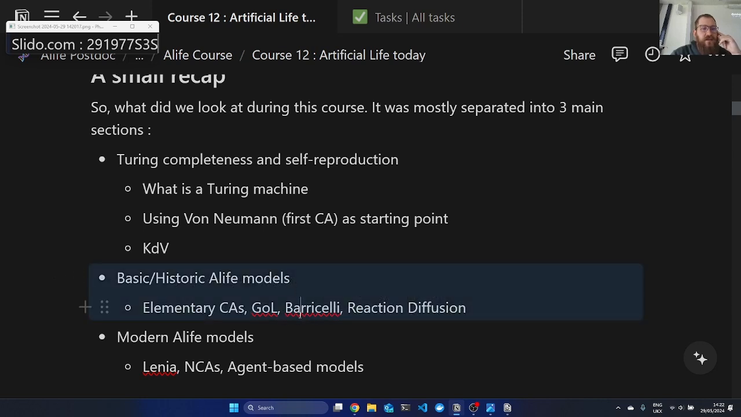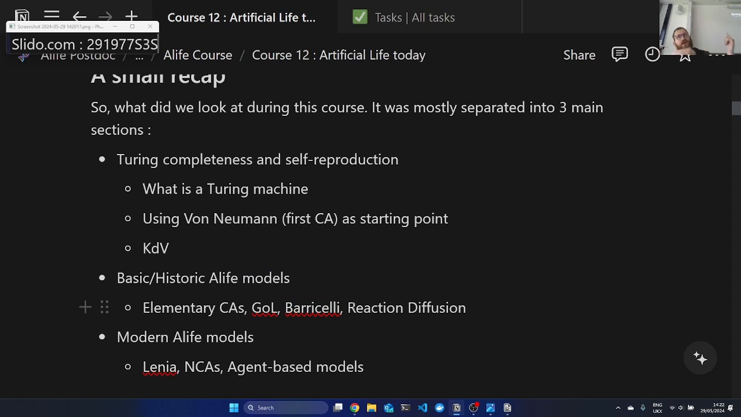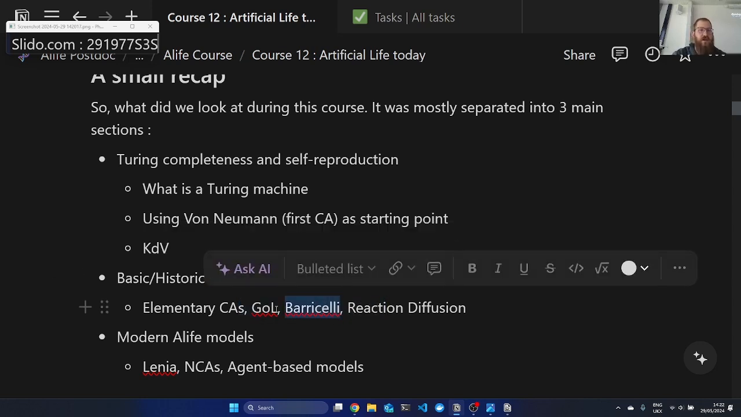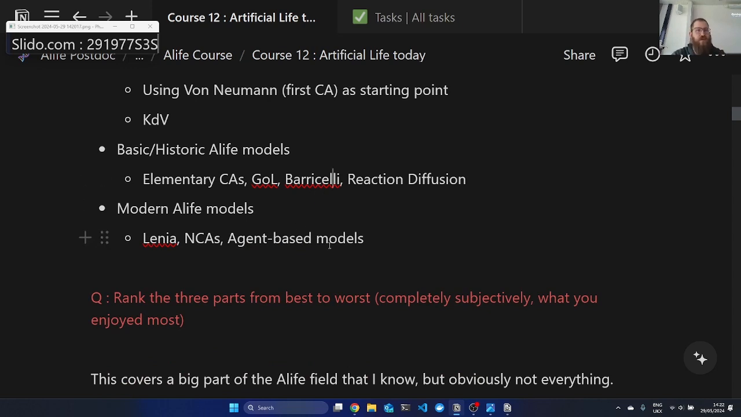Then the second part was more practical again, with a little bit of theory in there, about basic or historical life models. In this case it was the elementary cellular automata that Wolfram studied, then the game of life as an example of a 2D CA, the Barricelli cellular automaton, the first one which was simulated on a computer, and then reaction diffusion, which was the first continuous model. These models are still alive today, people still study them, except this one, which was kind of lost to time. But they're legacy, they were invented a very long time ago. They still have some relevance, but they were the old school models.